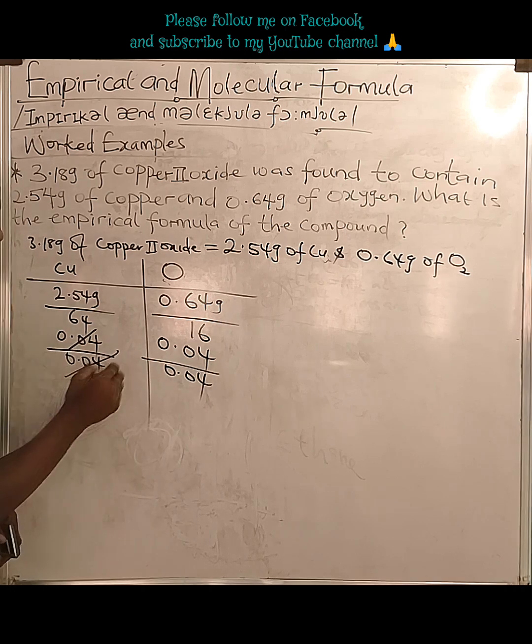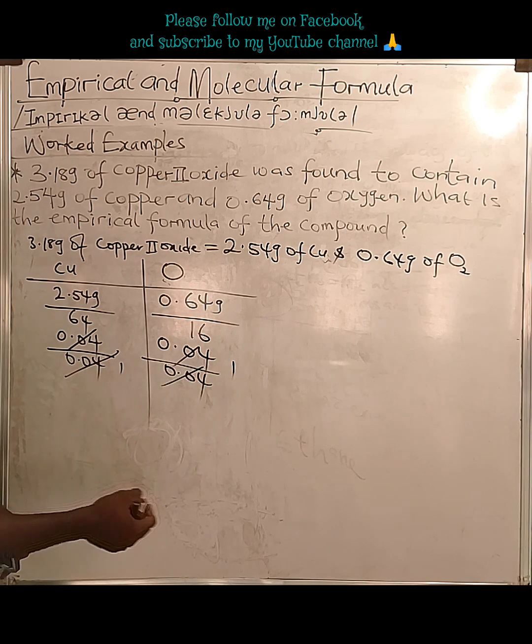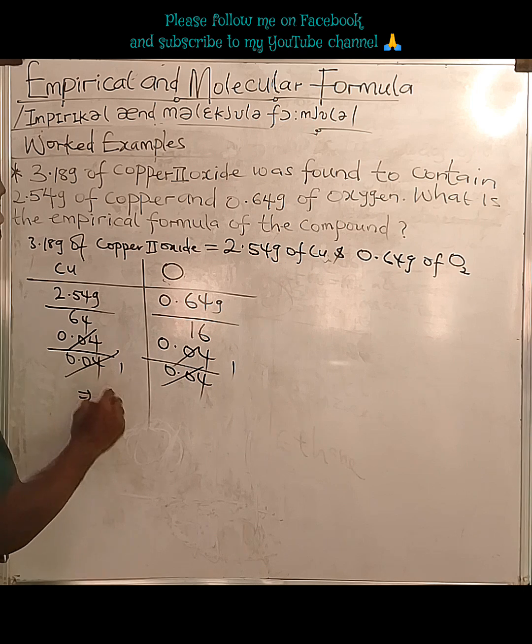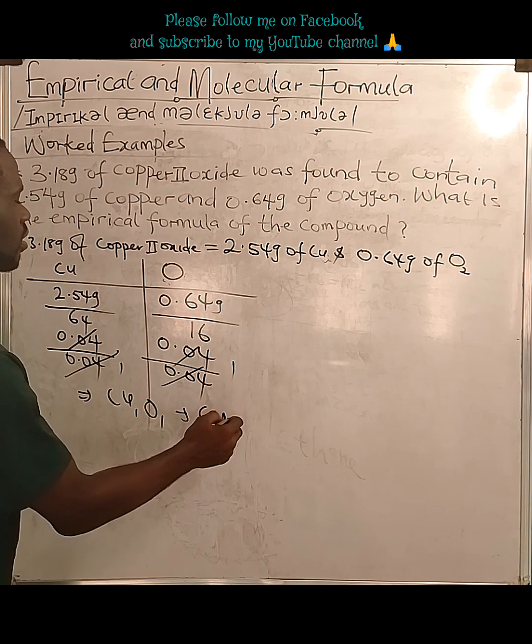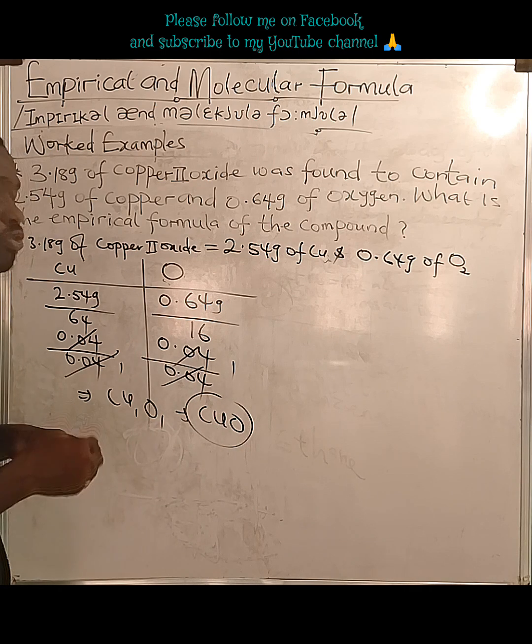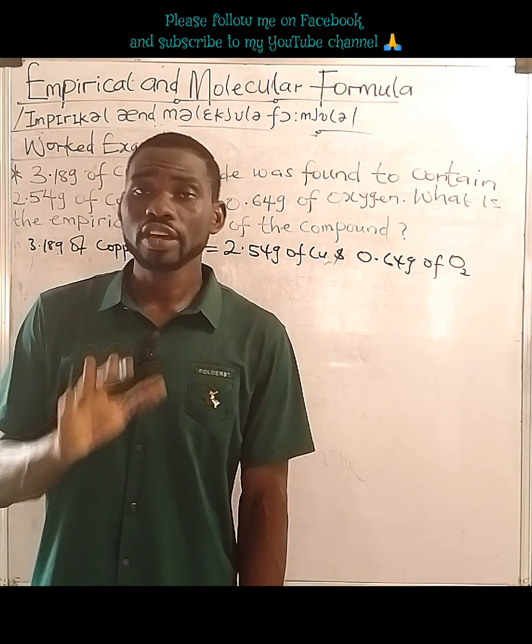So this divided by this, we have 1. This divided by this, we have 1. So what do we have right here? We have copper 1, oxygen 1. What was that? Copper 2 oxide. This is the empirical formula for copper 2 oxide. Now, there's another way we could go about this.